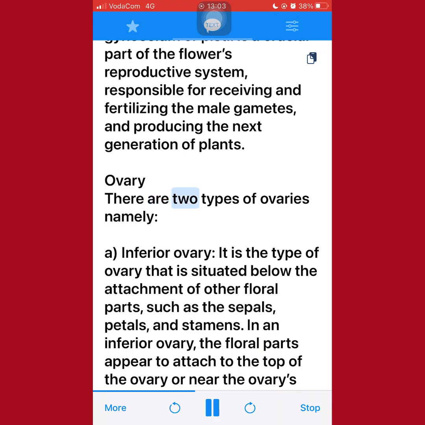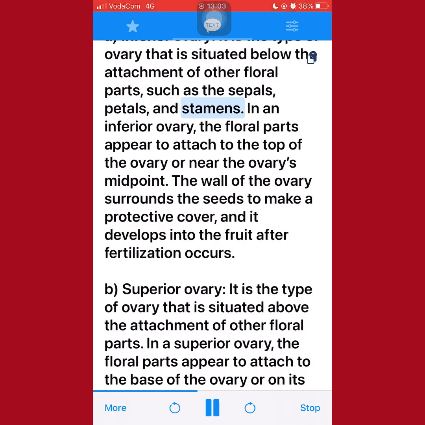Ovary. There are two types of ovaries, namely, A. Inferior ovary. It is the type of ovary that is situated below the attachment of other floral parts, such as the sepals, petals, and stamens. In an inferior ovary, the floral parts appear to attach to the top of the ovary or near the ovary's midpoint. The wall of the ovary surrounds the seeds to make a protective cover, and it develops into the fruit after fertilization occurs.